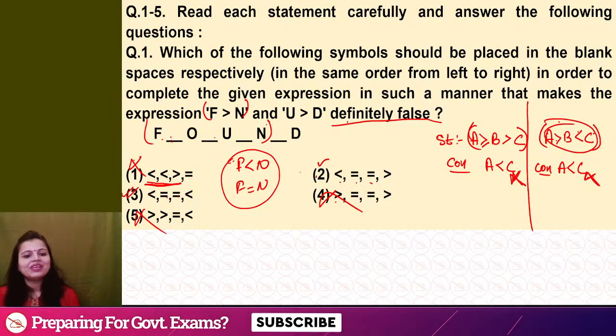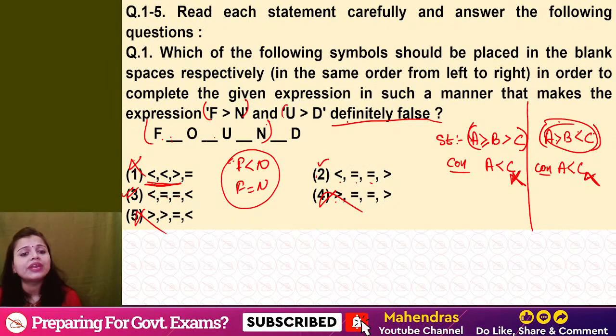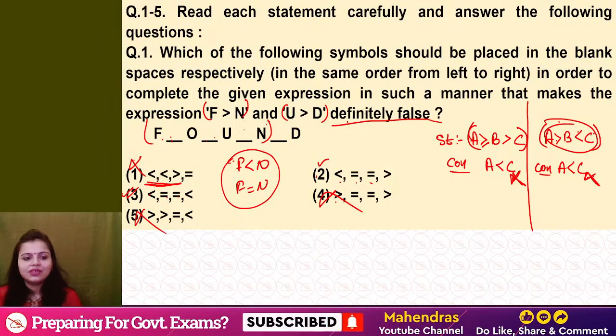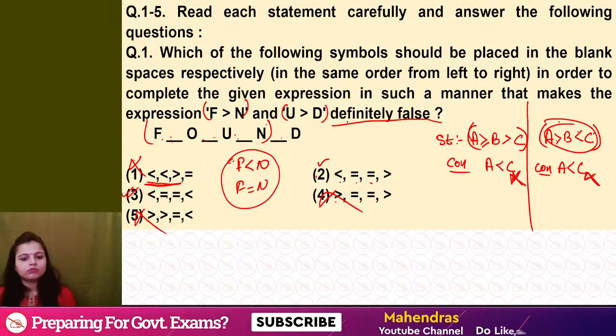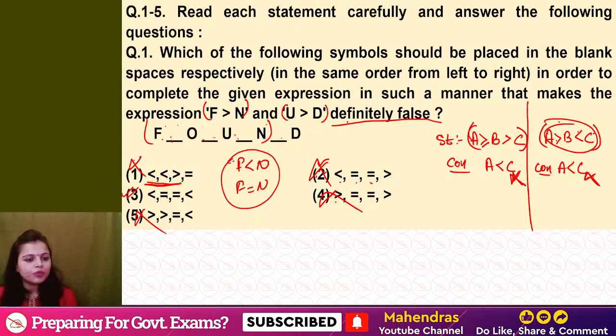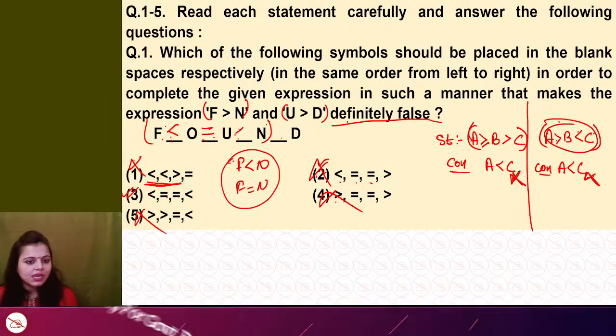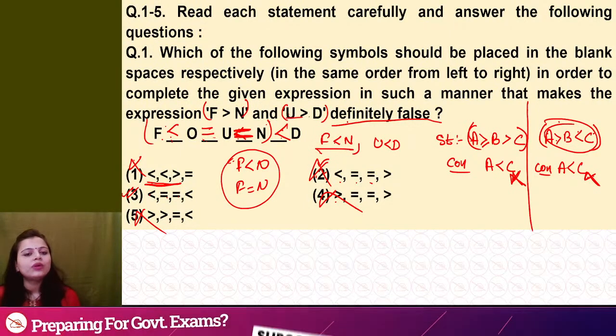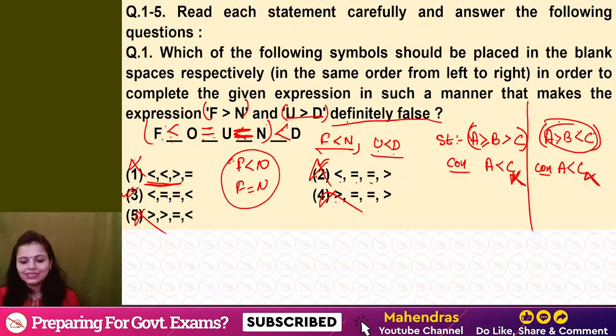But we need to prove U greater than D definitely false also. So that means again we need the less family between U and D. So overall we need the less family in 4 blanks. So the second one is again wrong. So option 3, if you put option 3, less, equal, less, sorry, equal and less. See, you are getting F is less than N and also U is less than D. So yes, F greater than N is definitely false. Yes. And U greater than D is definitely false. Yes, you're getting the less. So your answer will be option number 3.